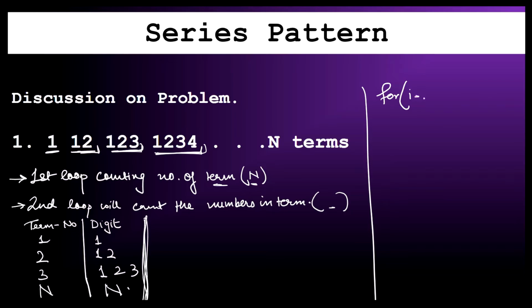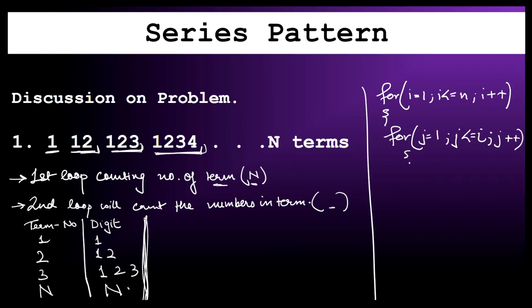It will be for i equal to 1, i less than or equal to n, i plus plus, then bracket open. Then the next loop will be for j equal to 1, j less than or equal to i, j plus plus. Up to this much I hope it is clear, because it is the same as the last one, right? And here also we are separating the two terms by space.